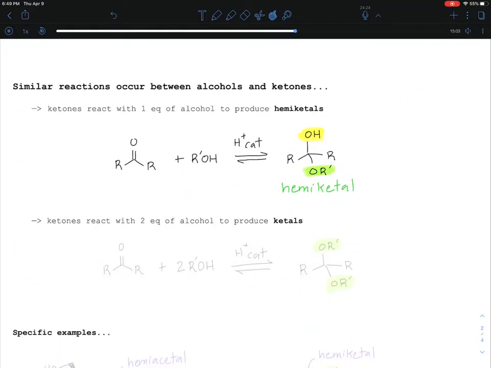What if I reacted this with two equivalents of alcohol? Generic ketone plus 2 ROH, R prime OH, so we can keep track. Catalytic acid, and I get what? As you would expect, the full ketal.